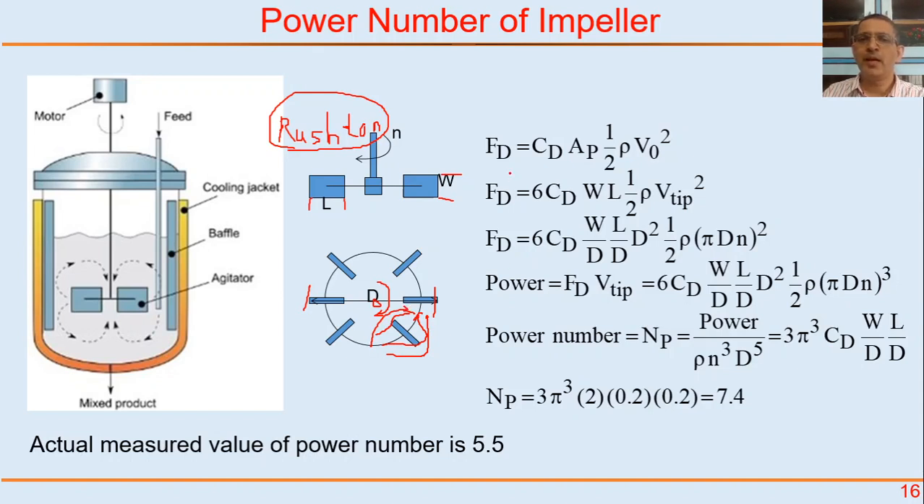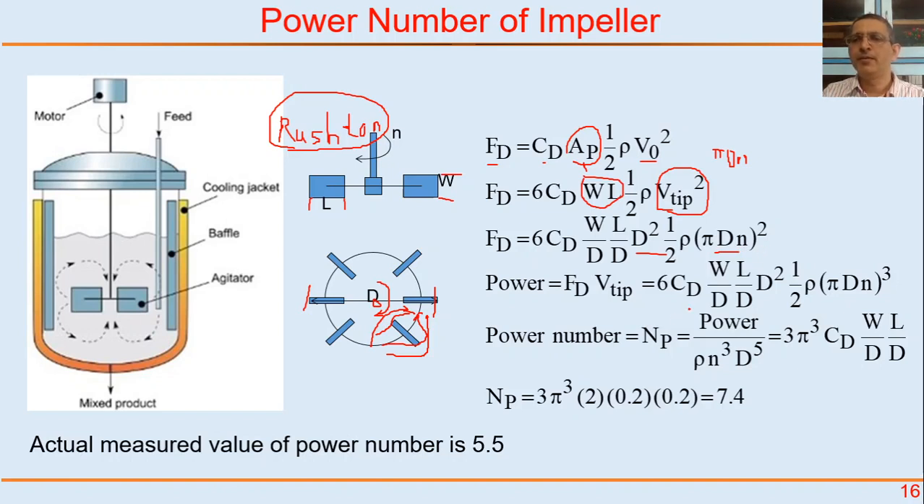What would that be? Drag force would be CD multiplied by projected area multiplied by half rho V naught square. V naught is the relative velocity of the fluid relative to the blade, which is the same as the tip velocity, we can say. Tip velocity is pi D N, like the tip velocity of your pump impeller we saw in the previous lectures. Projected area is now W multiplied by L. Okay. And if this is a geometrically similar impeller, we can say W by D, L by D, multiplied by D square, and then this pi D N square, we can take that.